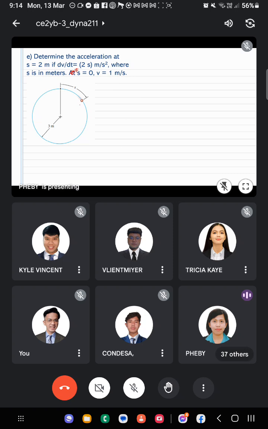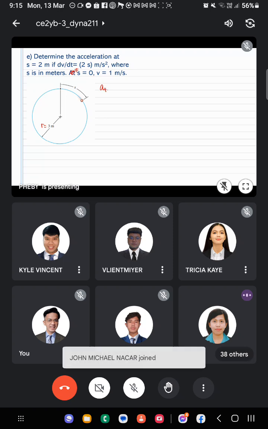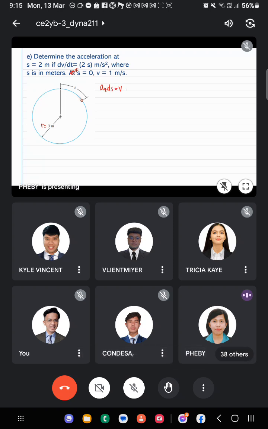So, ang hinahanap is yung instant na yung particle is moving with distance s na 2 meters. Ang kanyang radius is 3 meters. So, ang hinahanap is the acceleration. For this letter E, we will be using a ds, or yung a_t ds na tinatawag. a ds is equals to velocity dv, or v dv. Kasi acceleration yung hinahanap natin.